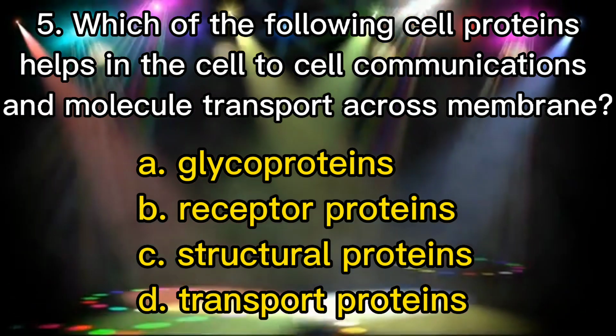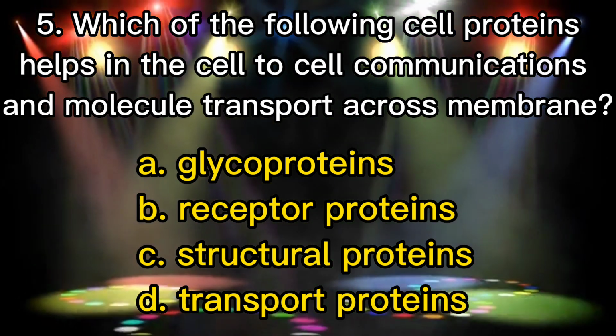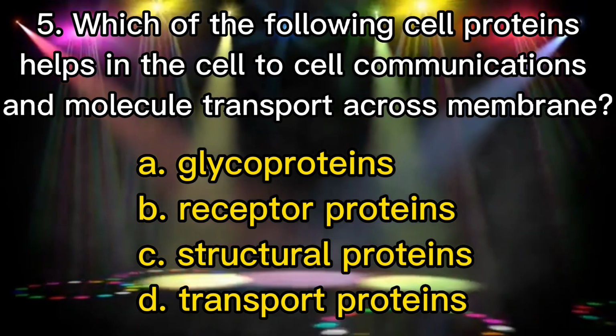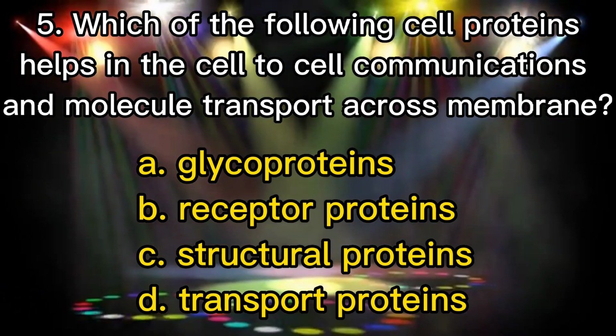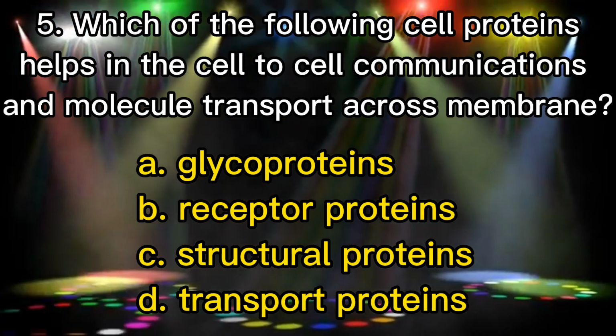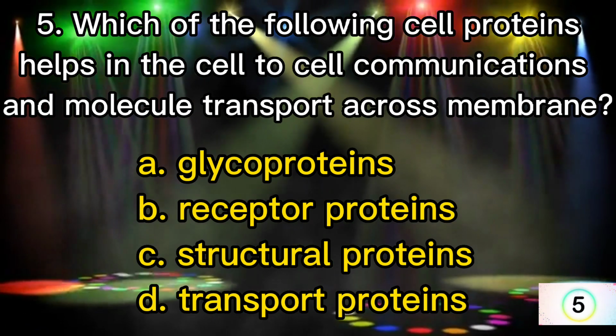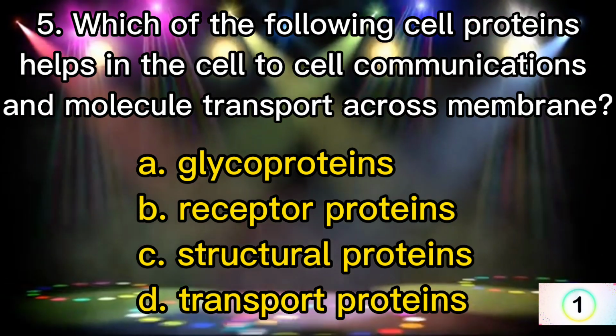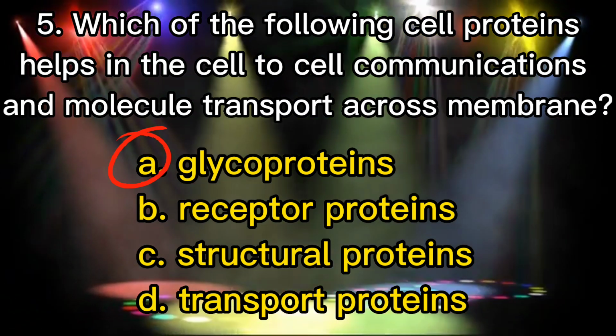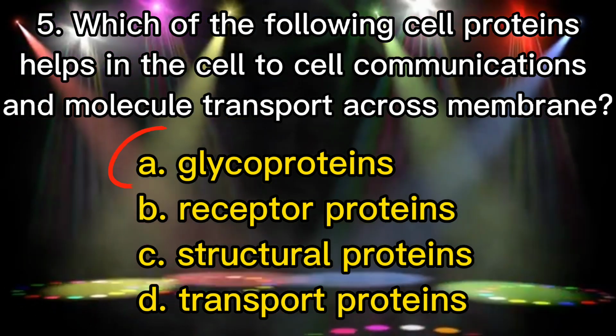And number 5. Which of the following cell proteins helps in cell-to-cell communication and molecule transport across the membrane? Letter A. Glycoproteins. Letter B. Receptor proteins. Letter C. Structural proteins. And letter D. Transport proteins. The correct answer is letter A.